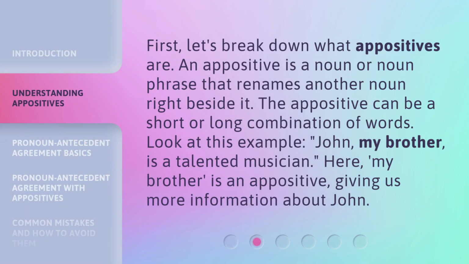First, let's break down what appositives are. An appositive is a noun or noun phrase that renames another noun right beside it. The appositive can be a short or long combination of words. Look at this example. John, my brother, is a talented musician. Here, my brother is an appositive, giving us more information about John.